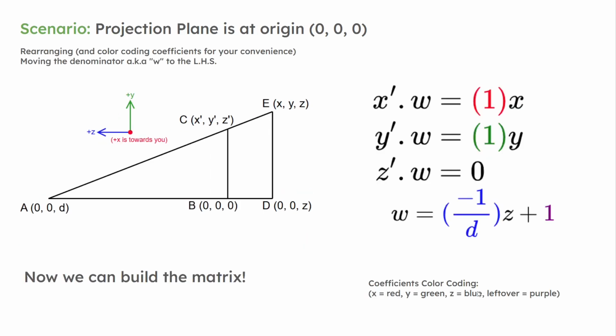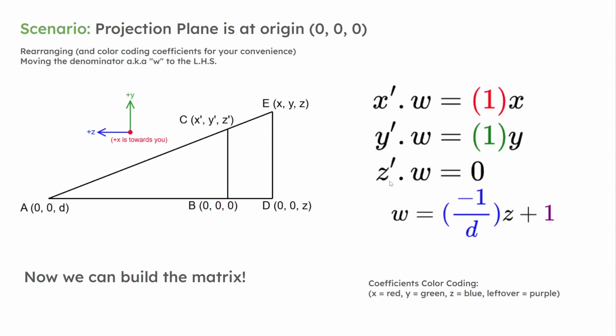So x prime into w equals x, y prime into w is y, z prime into w is 0, and w itself, its own equation, becomes minus 1 by d into z plus 1. Here I have written it component wise and color coded their coefficients, just like before.